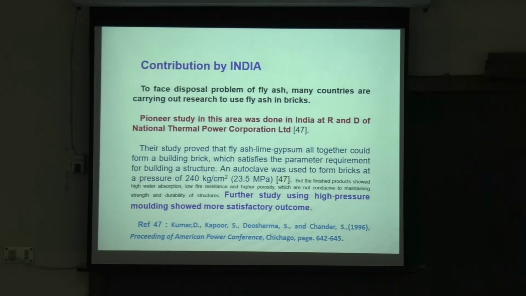Their study proved that fly ash, lime, and gypsum altogether could form a building brick which satisfied the parameter requirements for building a structure. An autoclave was used to form bricks at a pressure of 23.5 MPa. Now, in that research, the finished product showed high water absorption and low fire resistance. So finally, they kept on doing more work, and further study using high pressure molding showed a more satisfactory outcome.